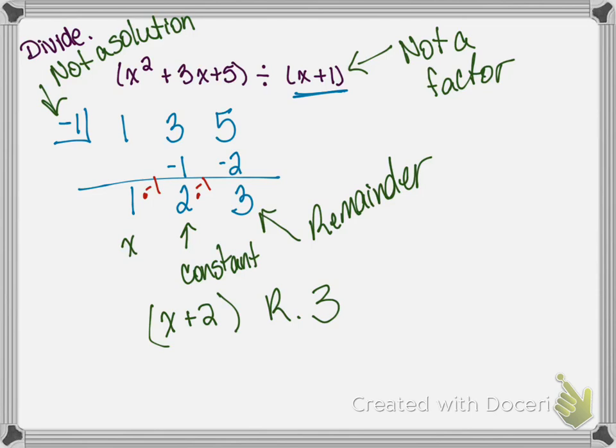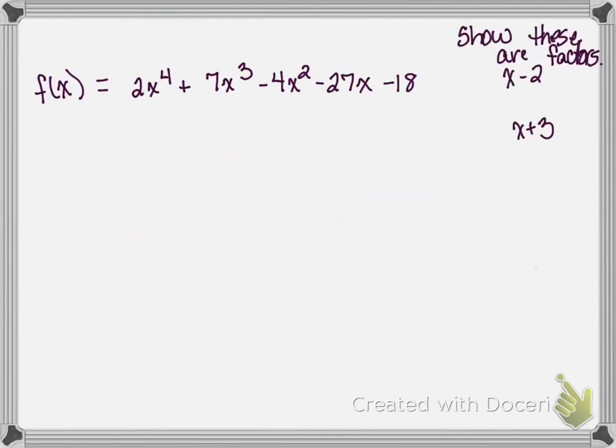Can I go to the next screen? Okay. This has 5 terms. We cannot factor something with 5 terms using the grouping method. We have to use synthetic division. Depending on how your test is going, you're probably going to be told what some of the factors are. I'm telling you that x minus 2 and x plus 3 are factors.